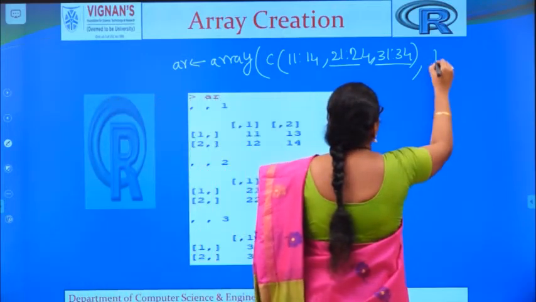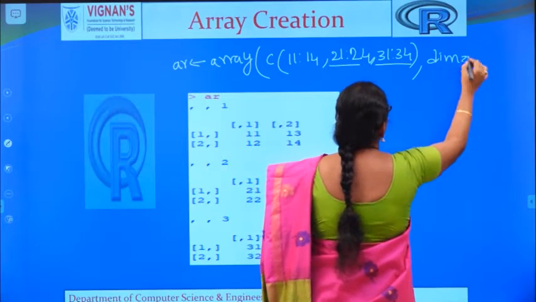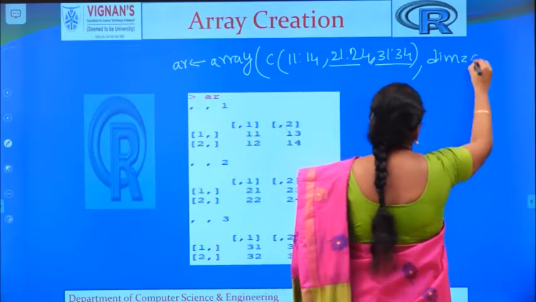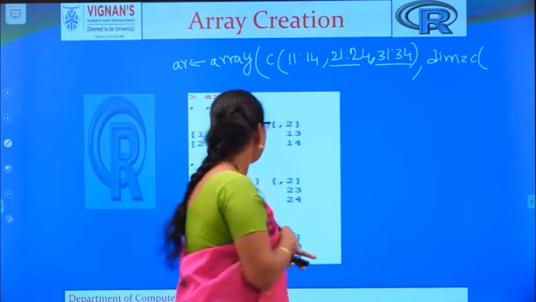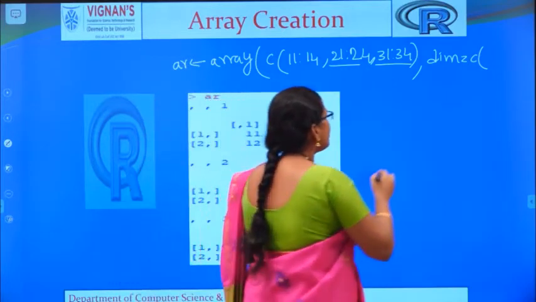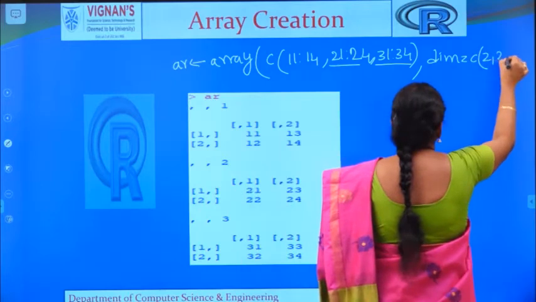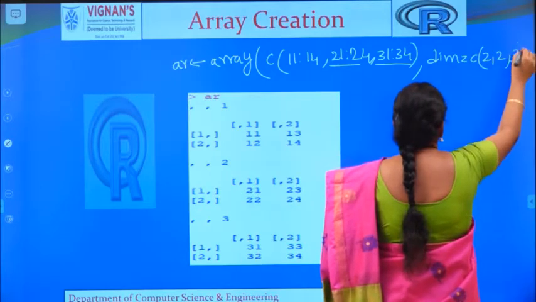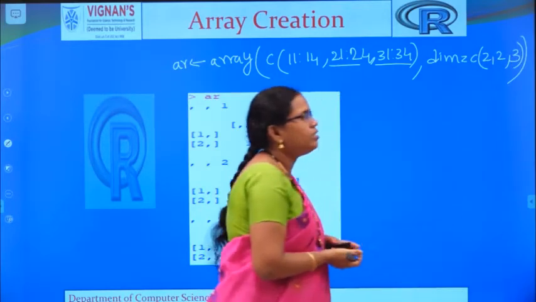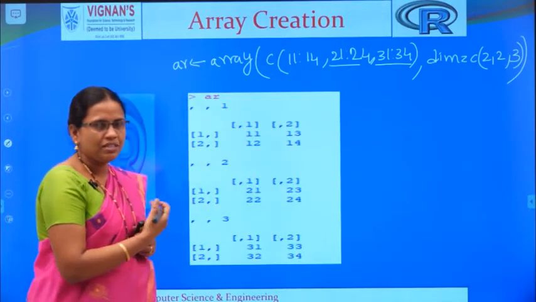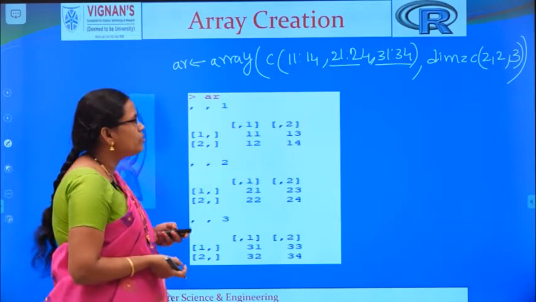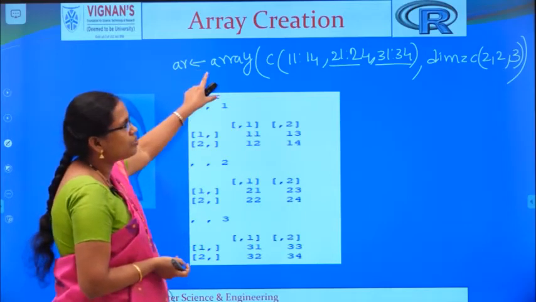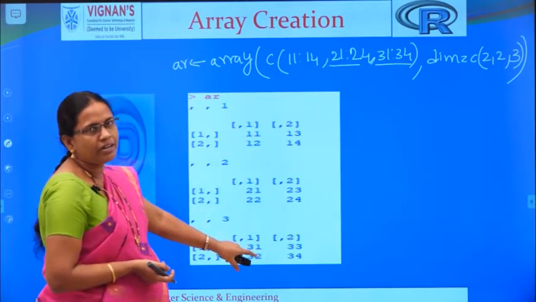Comma. We have to specify the dimensions. Dimensions is equal to c of, okay. So what is the size of each matrix? The size of each matrix is a 2 by 2 matrix, and we have 3 matrices presented. So we have to write 3. By giving this statement, we are able to get this matrix. Okay, so when you execute this statement in our console, you will get this matrix.